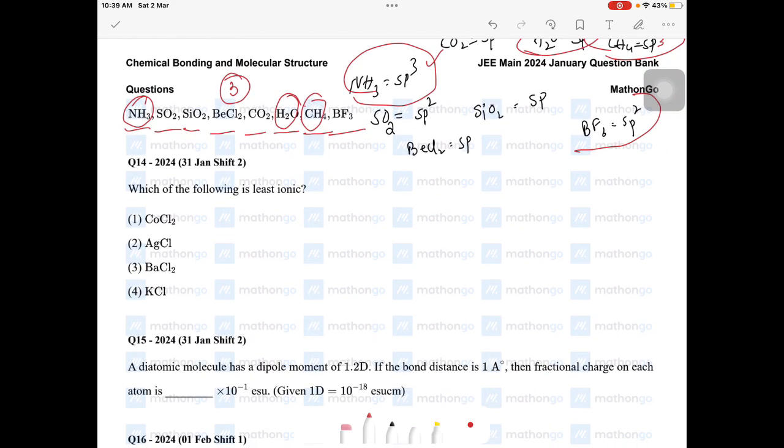Next, question number 14. They asked it in 2024 session 1, 31st January shift 2. Which of the following is least ionic? So barium chloride and potassium chloride are s block. Cobalt and silver are d block. So d block compounds are least ionic. Out of cobalt and Ag, the compound forms least ionic.